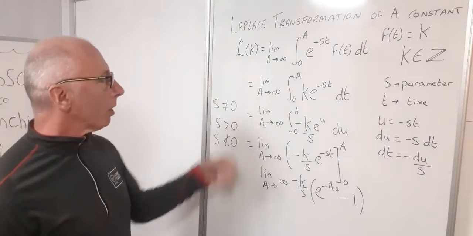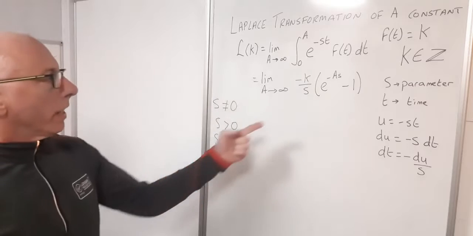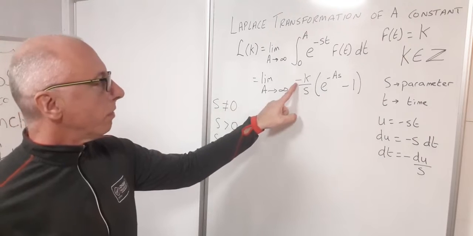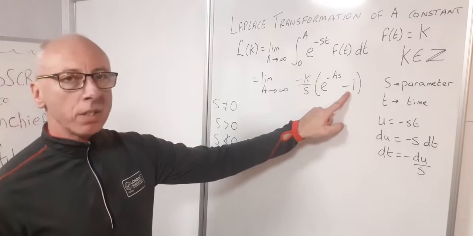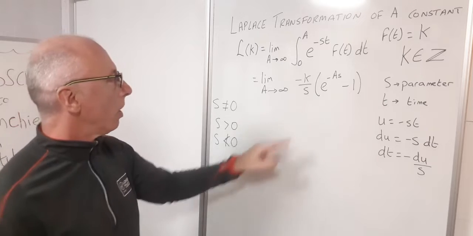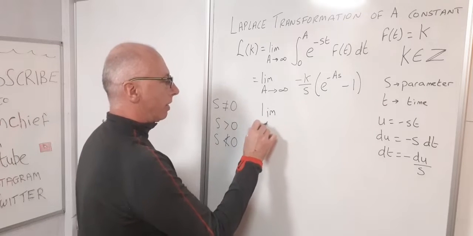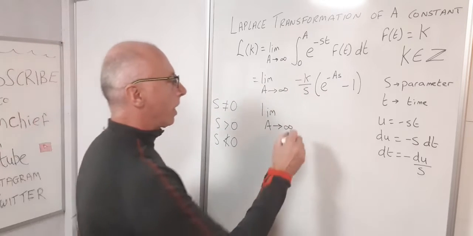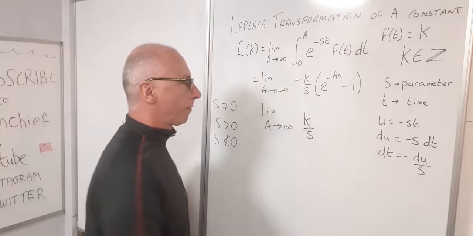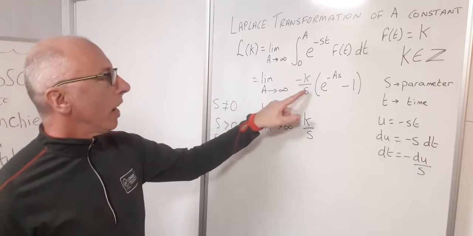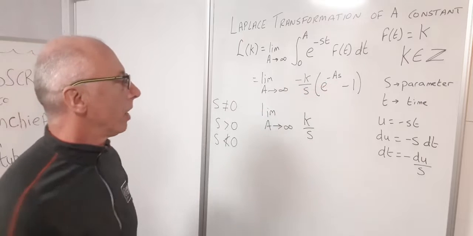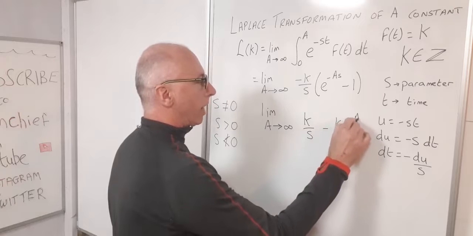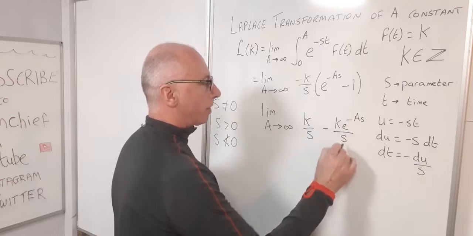Okay, so let's clear this off, bring it up to the top. Let's just tidy this up a little bit and get rid of these brackets. So I've got a minus value here and a minus value here. So I might just bring them to the front of our limit. So the limit as a approaches infinity. So minus k over s times minus 1, that's just going to give me k over s. And then minus k over s times e to the minus as. That then becomes minus k e to the minus as over s.